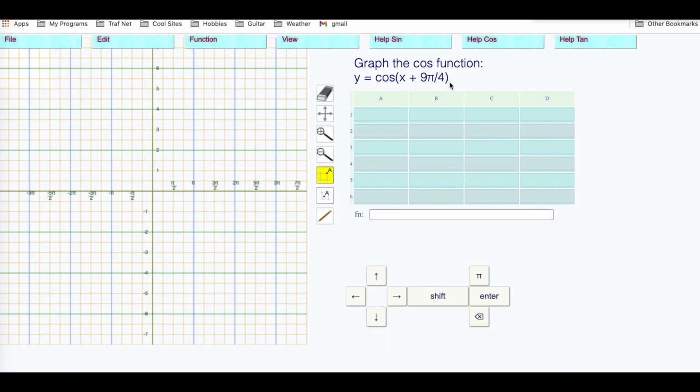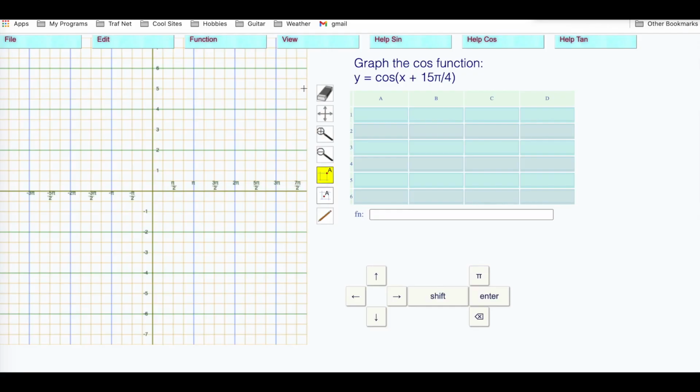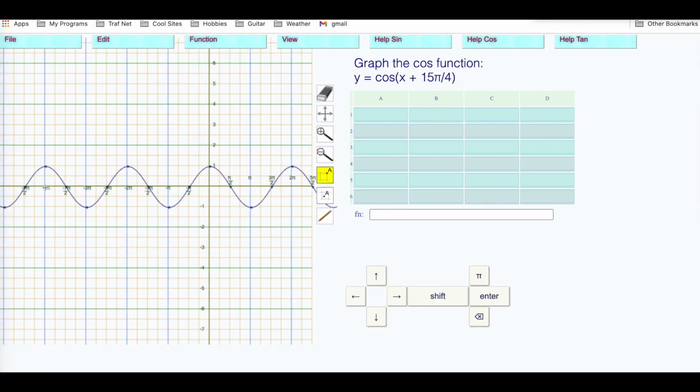h is negative 9 pi over 4. This is negative 8 pi over 4. Negative 9 pi over 4 is right there. Negative 15 pi over 4. Translate. Negative 4 pi is negative 16 pi over 4. This is negative 15 pi over 4. Notice we could have just translated it by positive pi over 4. It would have given us exactly the same graph. So I'm going to do that and see what happens.